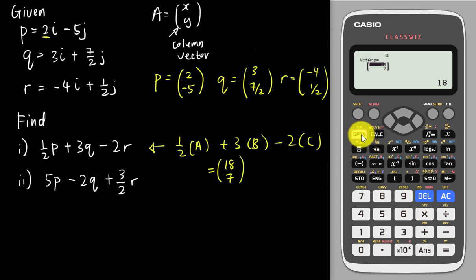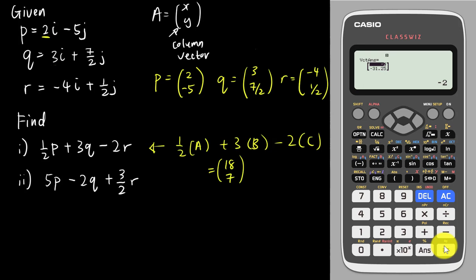So I just tap option, and if I insert 3 here, you can see my vector A here will still be the same vector P, 2, -5, because this calculator actually remembers that. So what I will do here is straight away do 5 vector A (option 3, vector A), and then minus 2q. Q will be vector B (option, vector B), and then plus 3 over 2, or you can type 1.5, 3 over 2 vector C (option, vector C), which is 5 here.